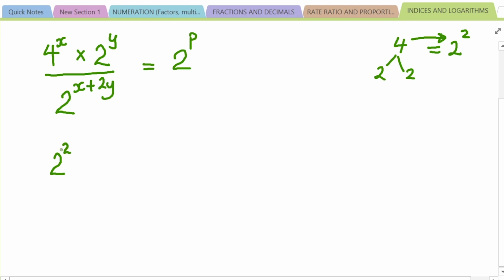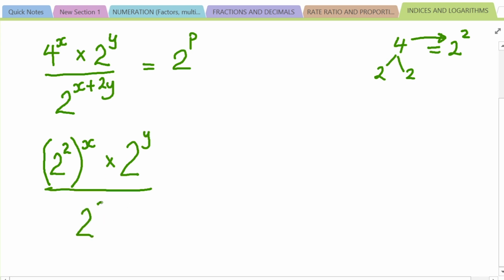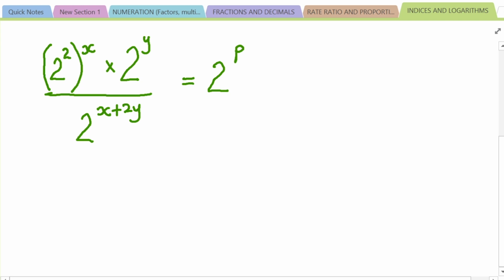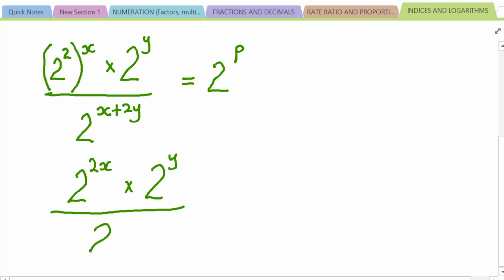That is like 2 squared, to the power x, times 2 to the power y, divided by 2 to the power x plus 2y, like that. It's going to give us 2 to the power p. So we continue like that. This is definitely 2 to the power 2x. I am moving quite slowly, but it's okay. 2 to the power 2x times 2 to the power y, divided by 2 to the power x plus 2y, is going to give us 2 to the power p.